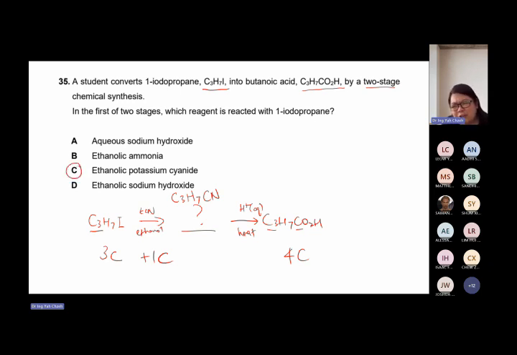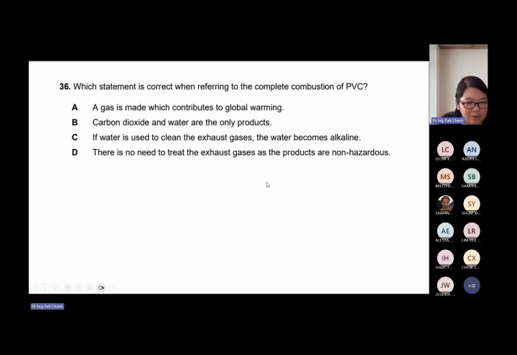Let's say you're unsure and you feel very insecure. What you can do is very time consuming, but you can test one by one. Worst case scenario, you cannot remember how to solve this at all, you still have your last resort: trial and error. Try every single answer one by one and see whether they can reach butanoic acid from 1-iodopropane.